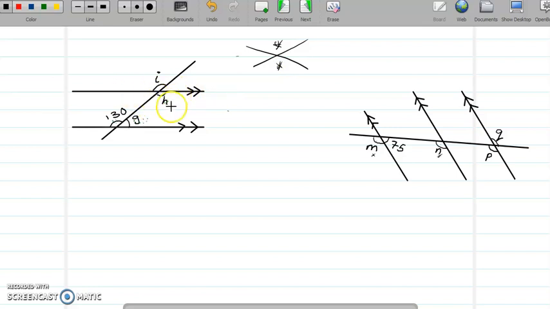Okay, now look at this also. This angle here and this angle here, what do we call them? They are interior angles. So H plus G is equal to 180. Okay, now look again. These two angles, this angle here and this angle here, what do we call them?